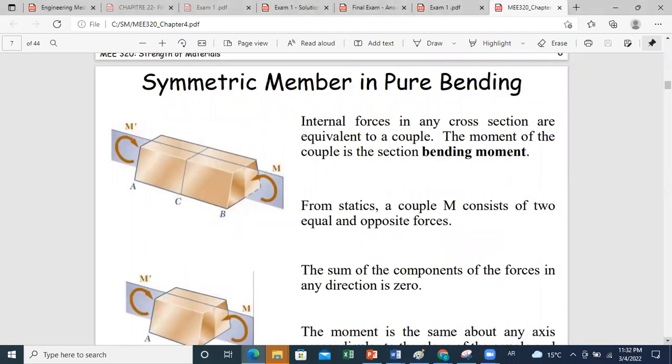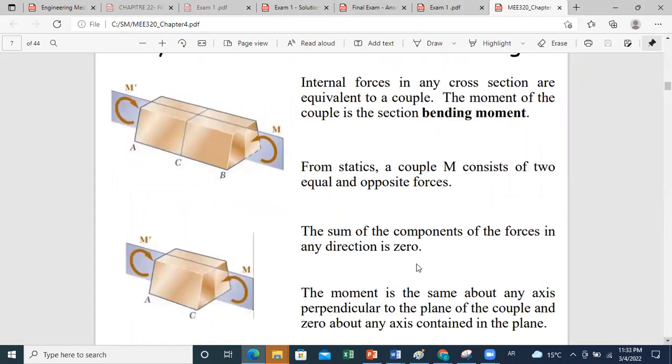Now, to start with, let us develop what is the stress distribution in a section that is subjected to pure bending. So for example here, if we consider the following structure and we apply on it at the ends opposite couples, then at any section, if we do any cut, we'll have just pure bending. For equilibrium, we should have in this section the development of a bending moment to oppose the extremity couple. So internal forces in any cross section are equivalent to a couple in this case, and the moment of the couple is called bending moment.